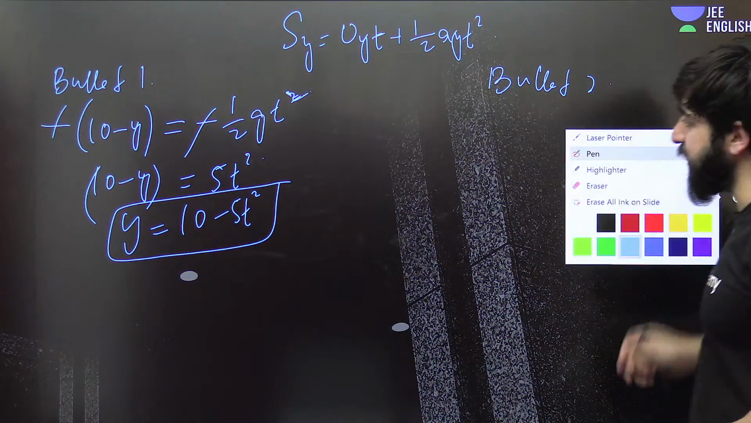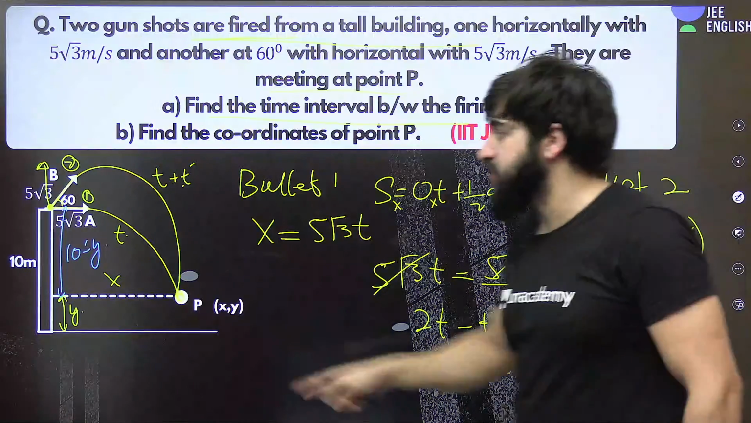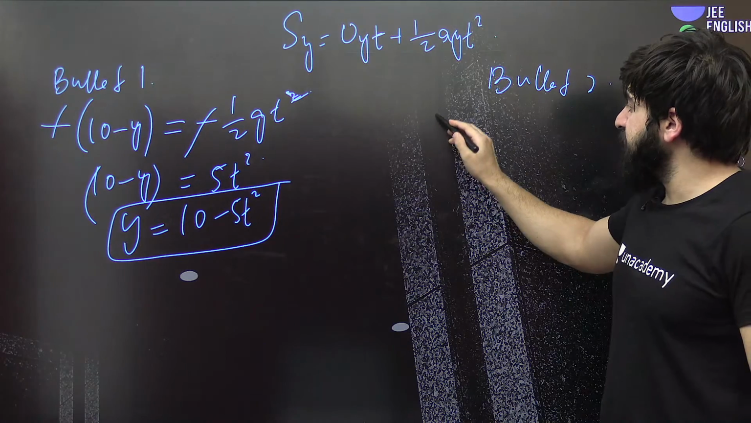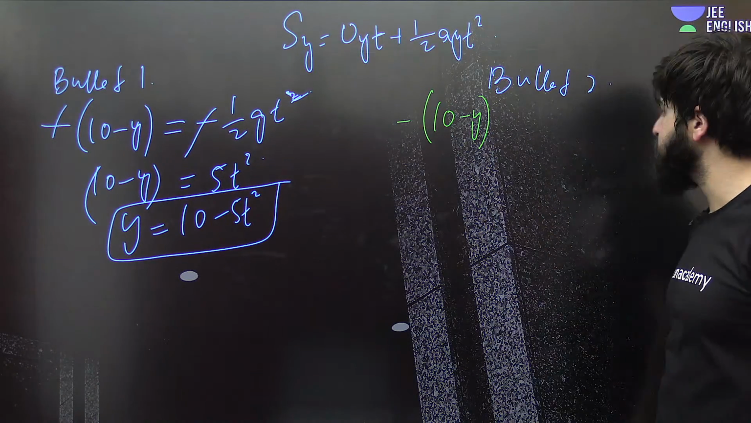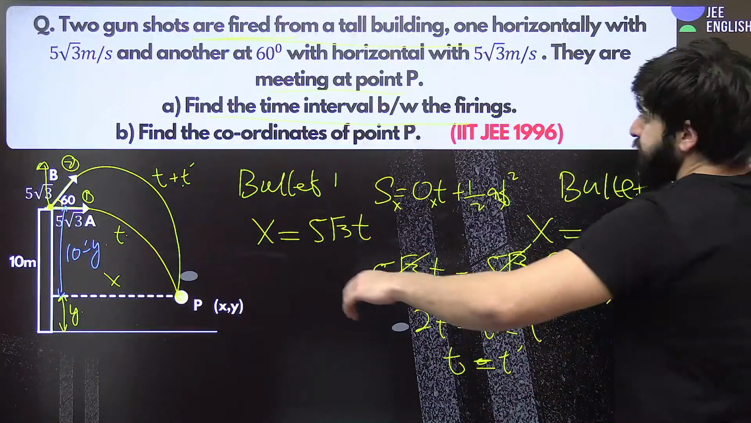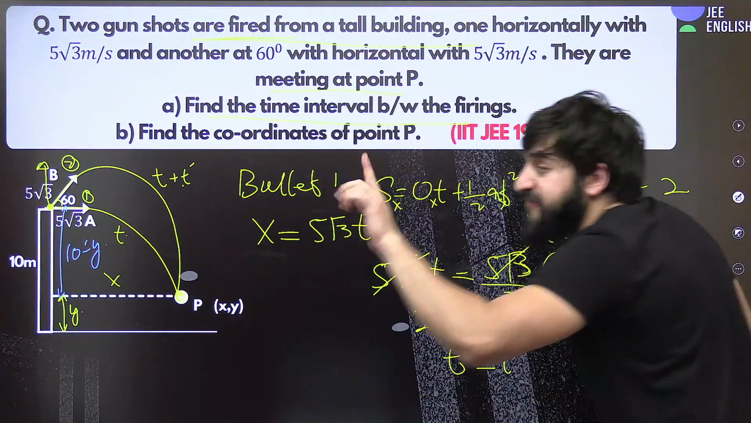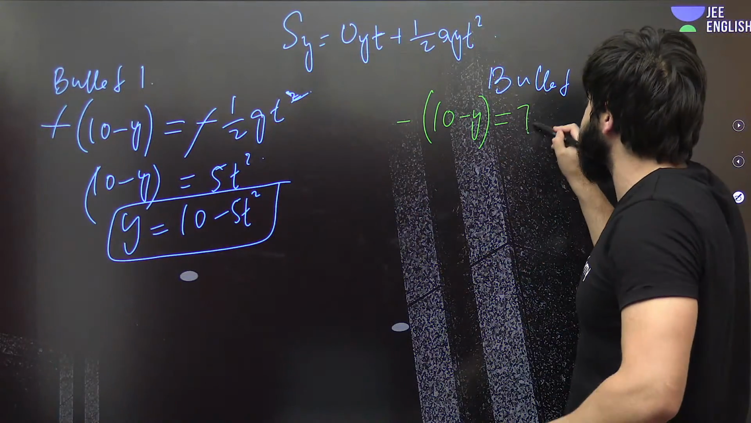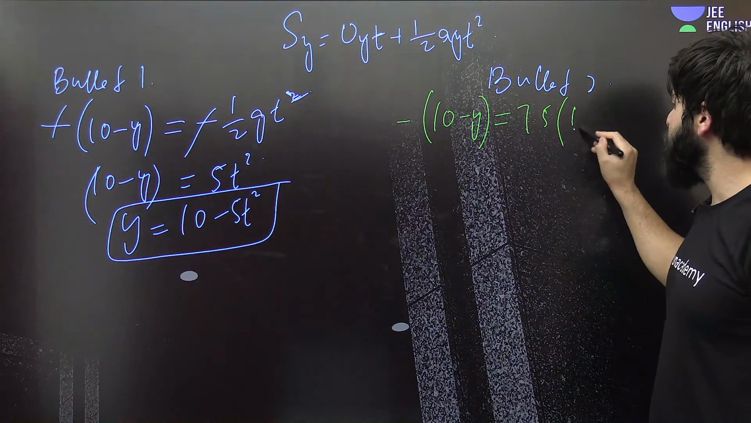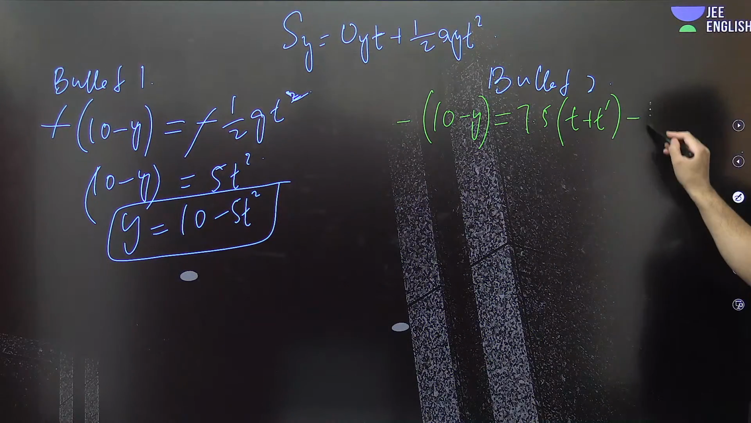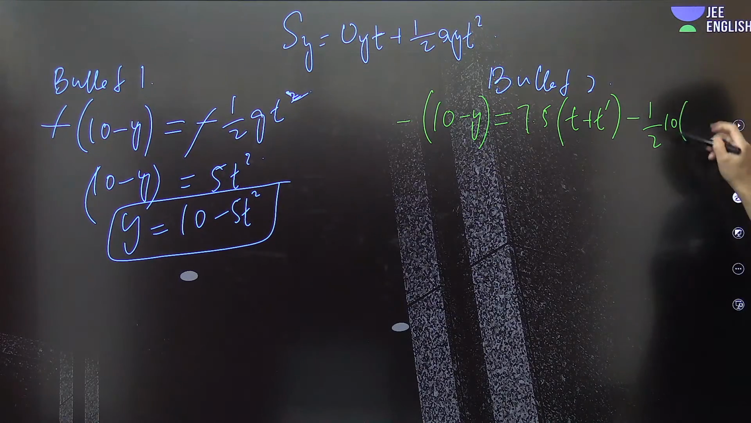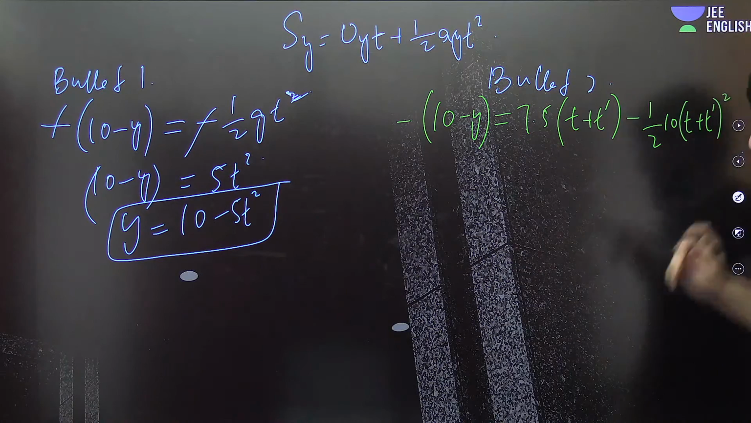Next point is we need to take the vertical motion of this bullet. Now for this bullet, initial velocity will be 7.5, that I told you previously. So it will be the same, 10 minus y, take this negative, is equal to Sy. Understand? Because for this bullet also it will be 10 minus y. And now initial velocity in y direction, how much? That will be 5 root 3 into sine of 60, that will be 7.5 meter per second, multiplied by, what is the time? How much time it is taking from this point to this point? That is t plus t dash, and this will be minus 1 by 2 g, so 10, multiplied by t plus t dash whole square. Everybody is clear with this one?